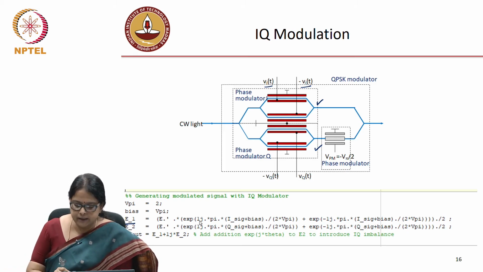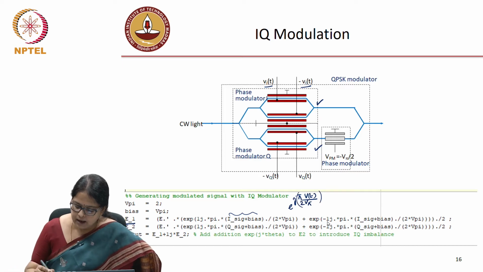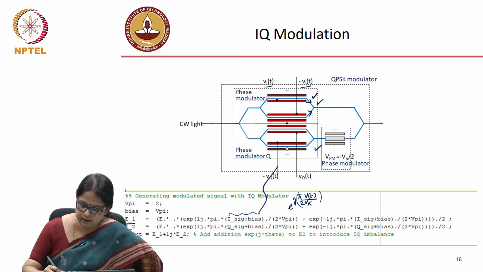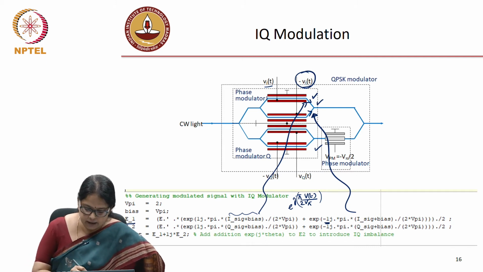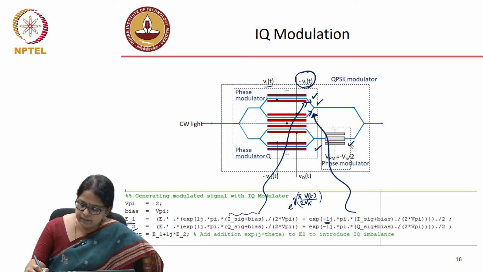So, that is what is represented here, exponential j pi, this is your signal. This is of the form exponential j pi v divided by 2 v pi. The 2 v pi indicates that it is in the push-pull configuration, and of course you have two fields coming in. This is the top field here and this is the field coming in from here. Because your I signal is negative here, you have a negative corresponding to this negative V1, and similarly the bottom arm, and later you combine them after a phase modulator.